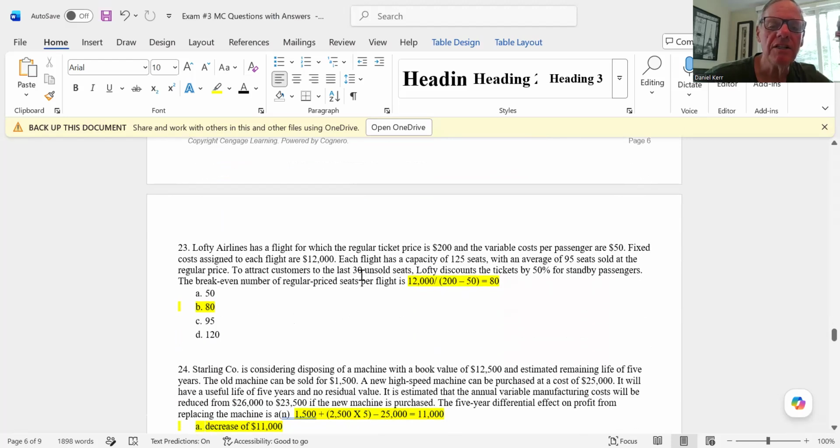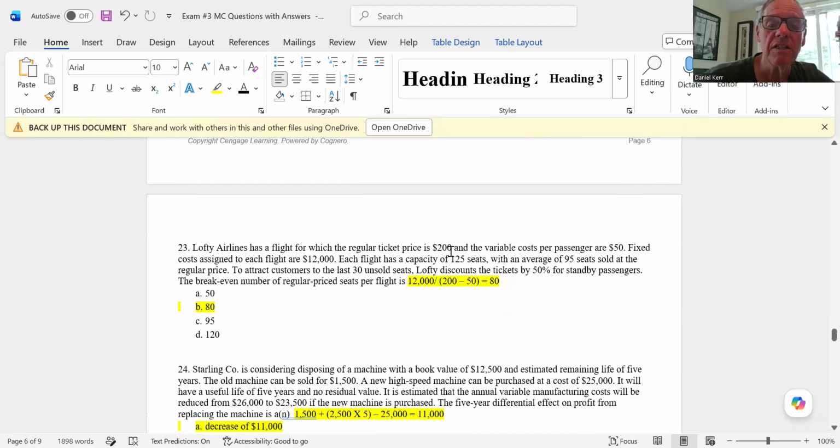Number 23. This has to do with break-even analysis. To get the break-even, you take the fixed cost, which is $12,000, and you divide that by the contribution margin, where the seats are sold for $200.